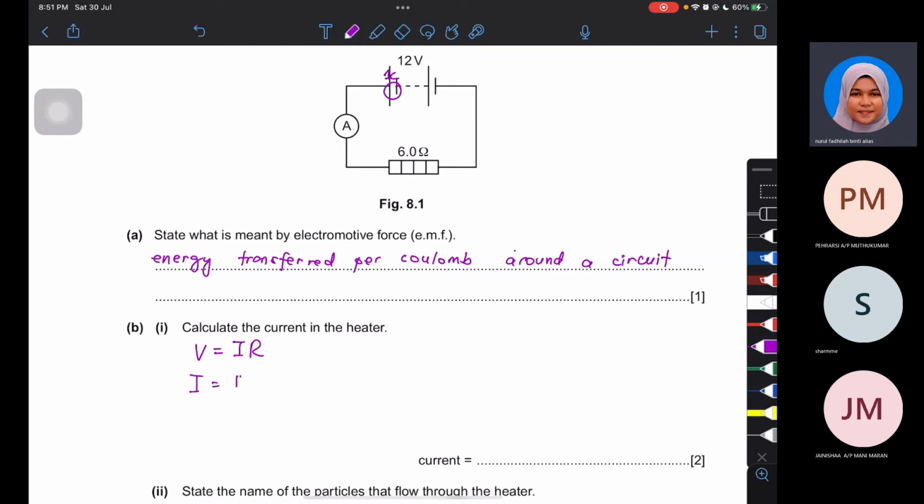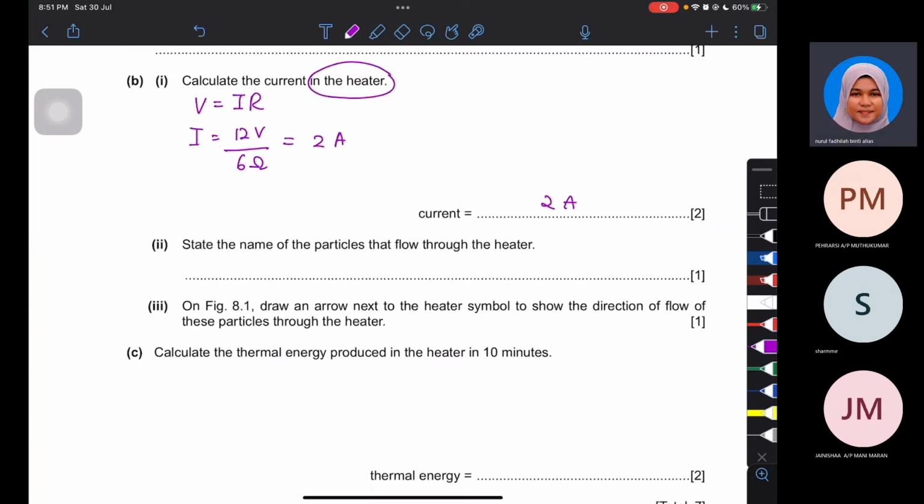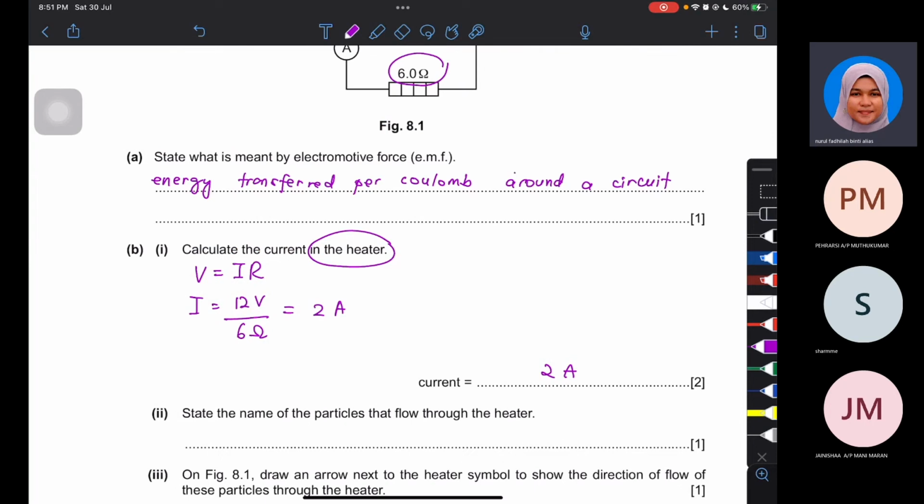We know the voltage 12 volt. And then dia nak on the heater, in the heater. So now you know the resistance of the heater. Soalan IGCSE ni senang je lah. So 6 bahagi 12, 2. So dapatlah 2 V over ohm ataupun 2 ampere. Okay, so 2 ampere.